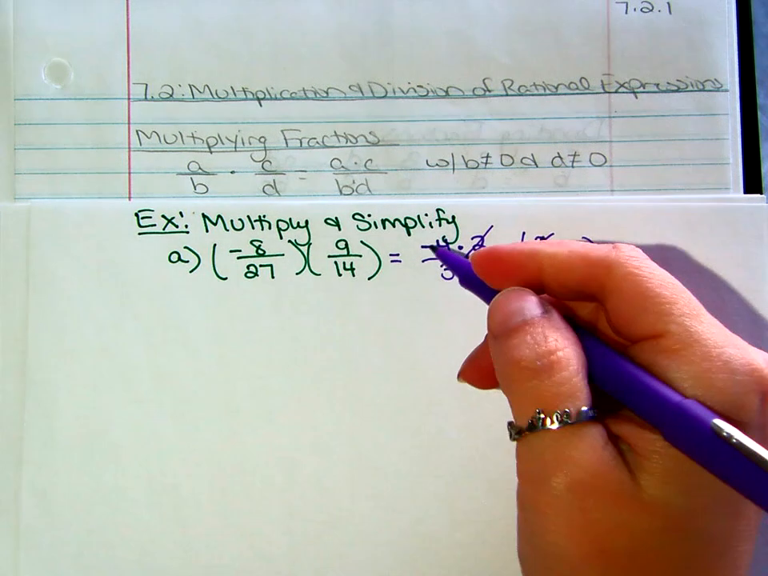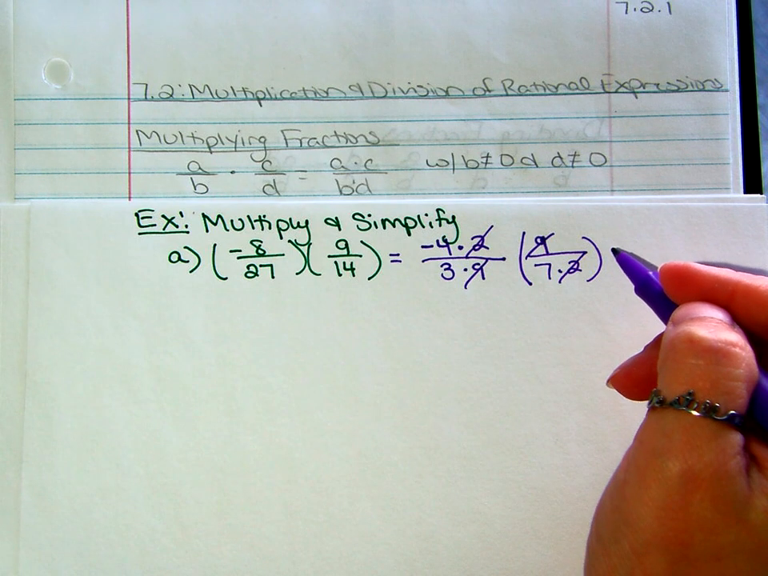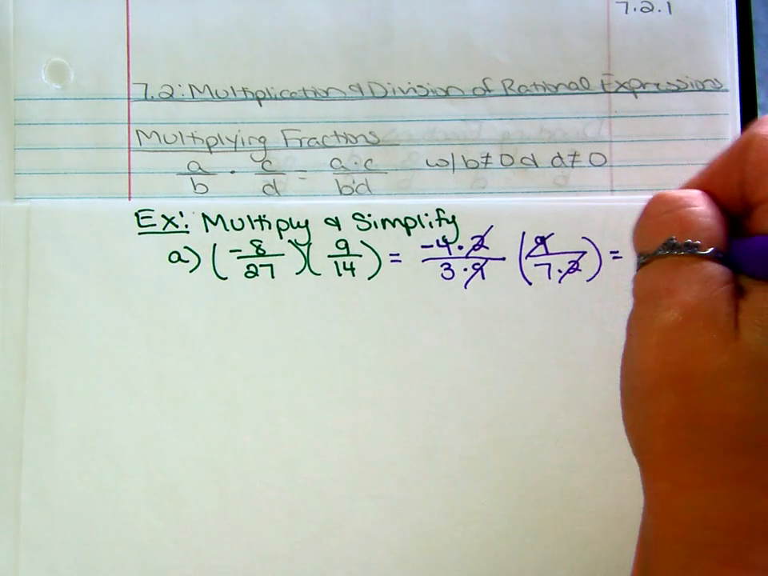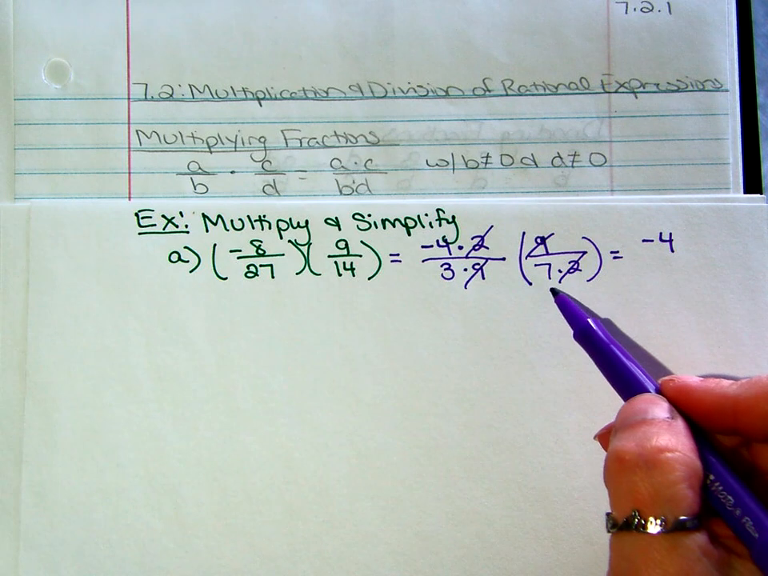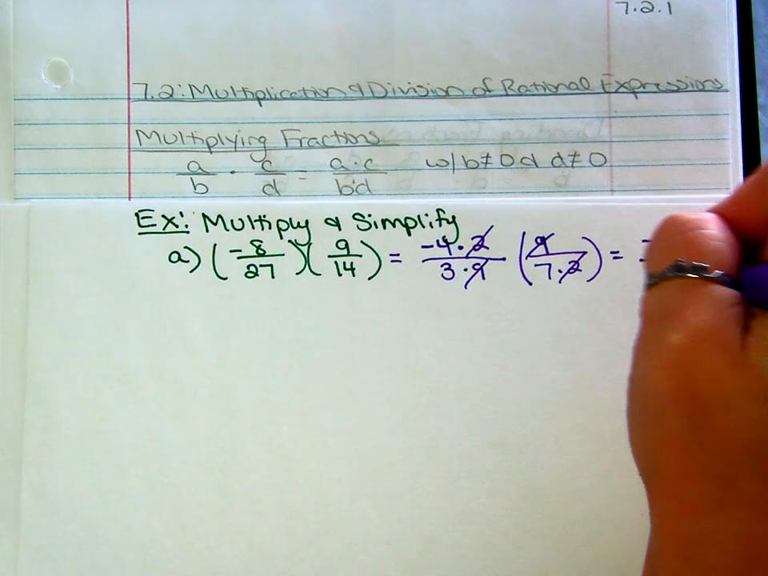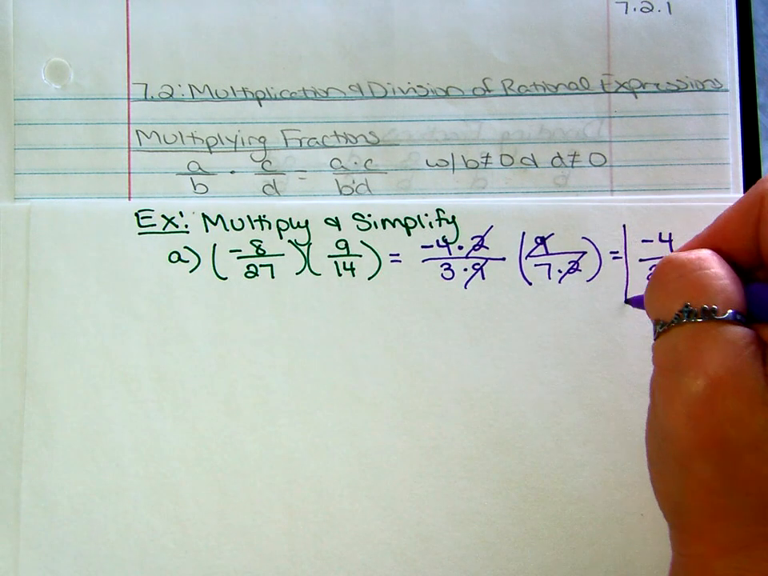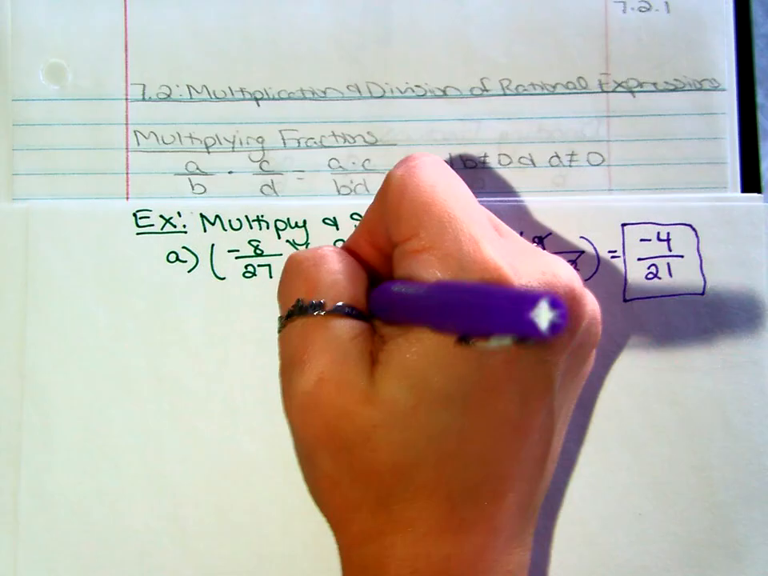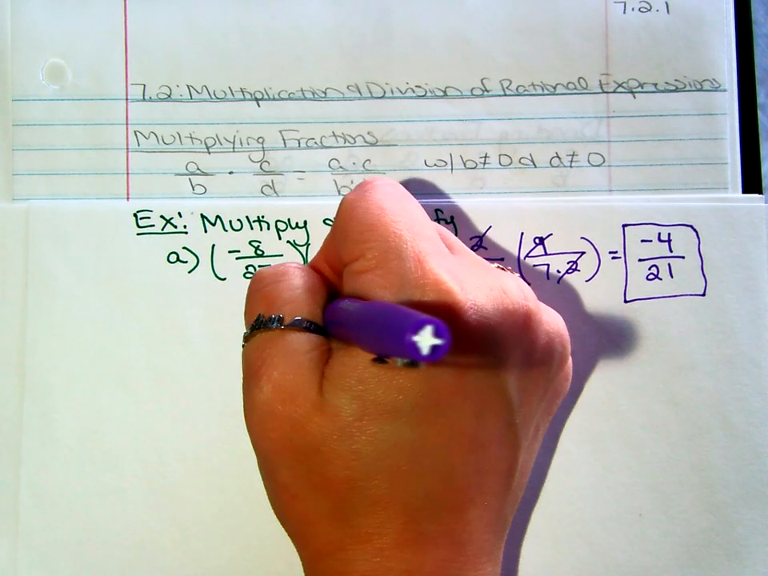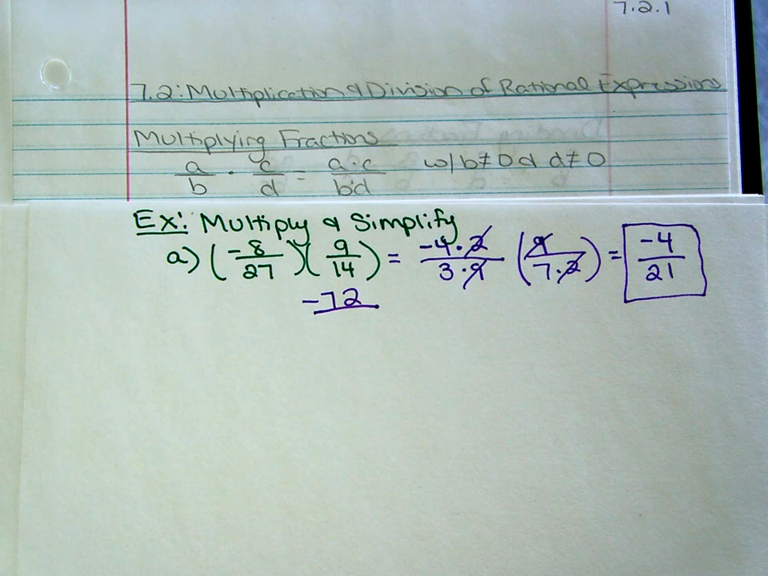So now look, the only number left on top is negative 4. And the only thing left on bottom is a 3 and a 7. 3 times 7 is 21. 4 has nothing in common with 21. It is completely simplified. You would get the exact same answer if you multiplied negative 8 times 9, which is negative 72, and 27 times 14.